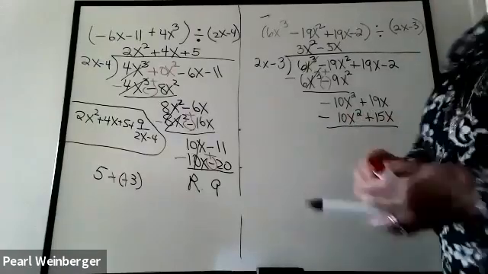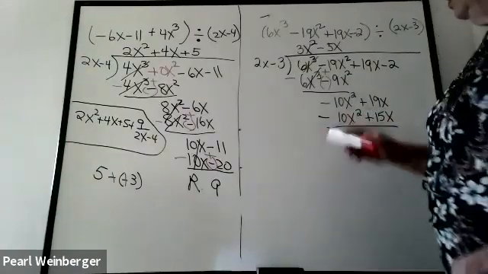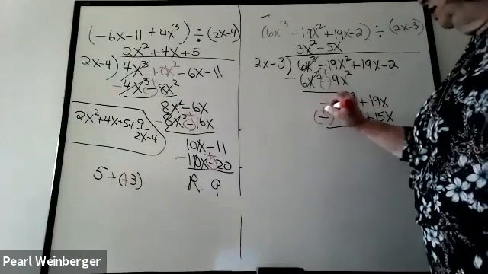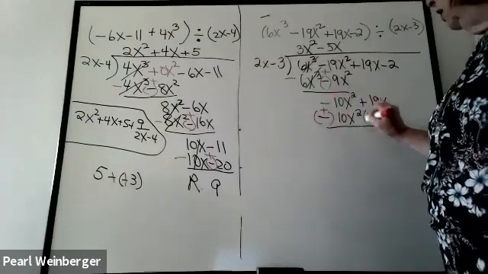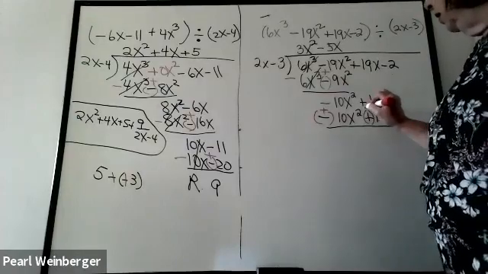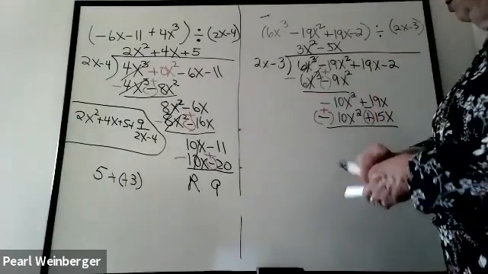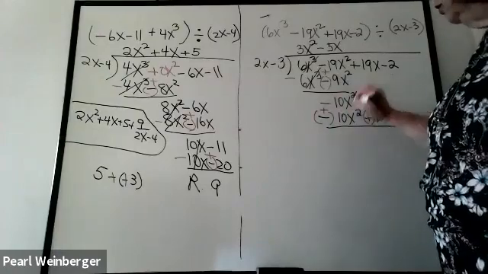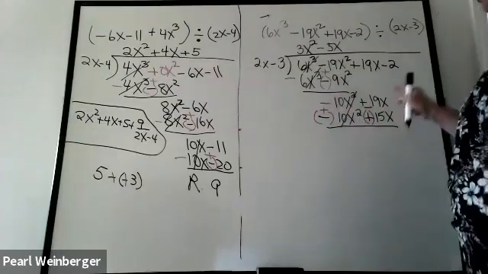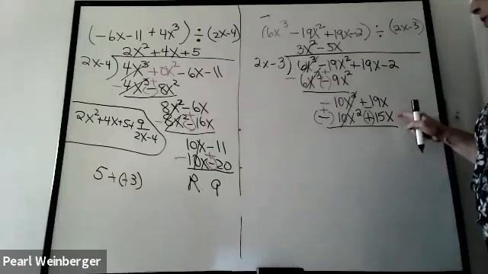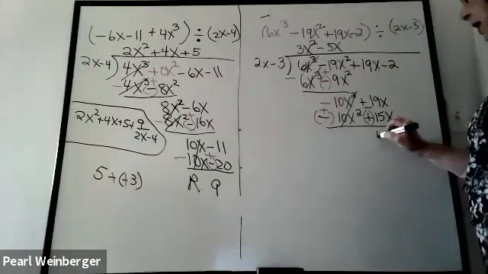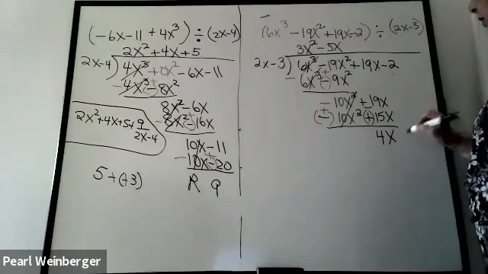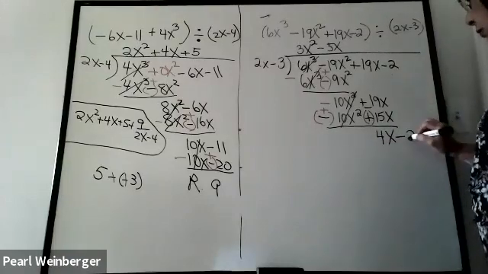And now I subtract. Again, I'm going to subtract by changing the signs. This is going to become a plus. This is going to become a minus. So now I'll have a negative 10x squared plus a positive 10x squared, which will cancel. And I'll have a positive 19x minus a 15x, which is positive 4x. And bring down the next term, which is negative 2.